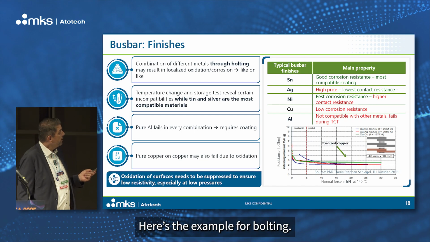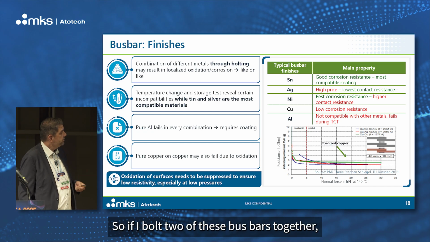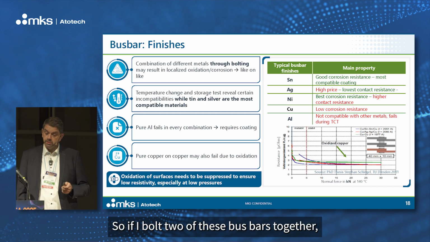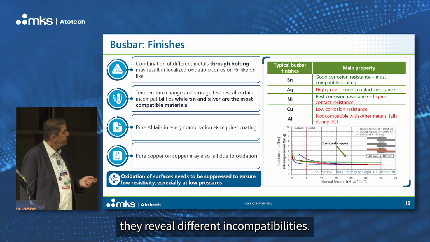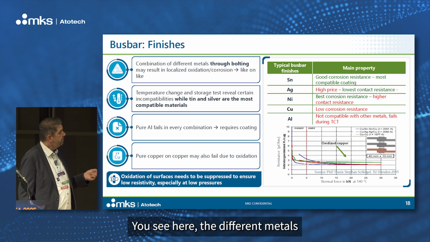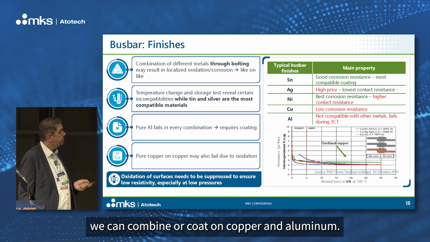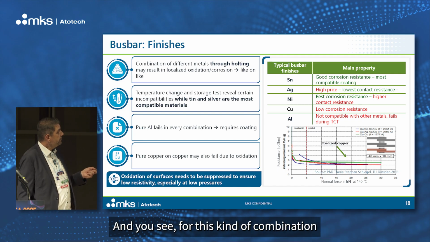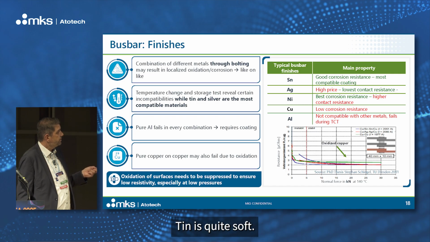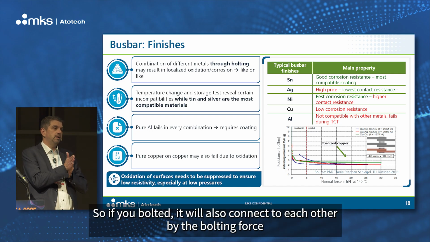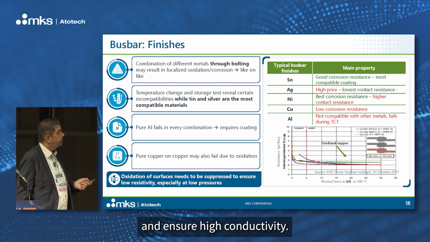Yes, here's the example for bolting. So if I bolt 2 of these busbars together, what are the influences? So temperature and stress testing reveal different incompatibilities. You see here the different metals we can combine or coat on copper and aluminum. And you see for this kind of combination, when we bolt, we should use tin. Tin is quite soft. So if you bolt it, it will connect to each other by the bolting force and ensure high conductivity.